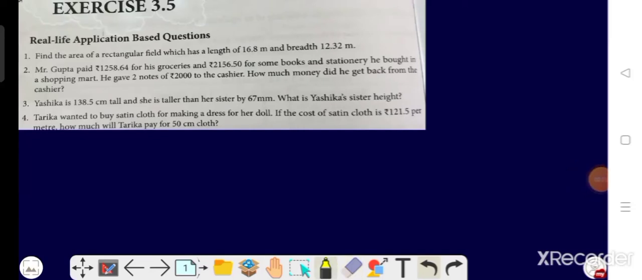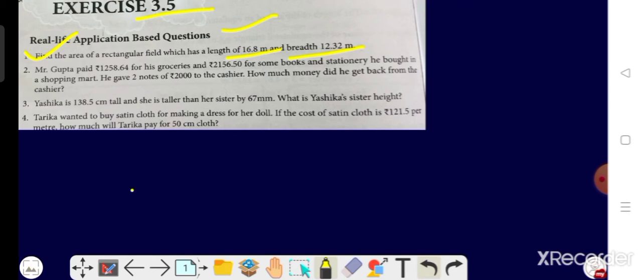In the previous video we have completed our exercise 3.4. Today we will start our exercise 3.5. In this exercise we have to use decimal numbers in questions which are based on real life. So the first question is: find the area of a rectangular field which has length of 16.8 meter and breadth of 12.32 meter.